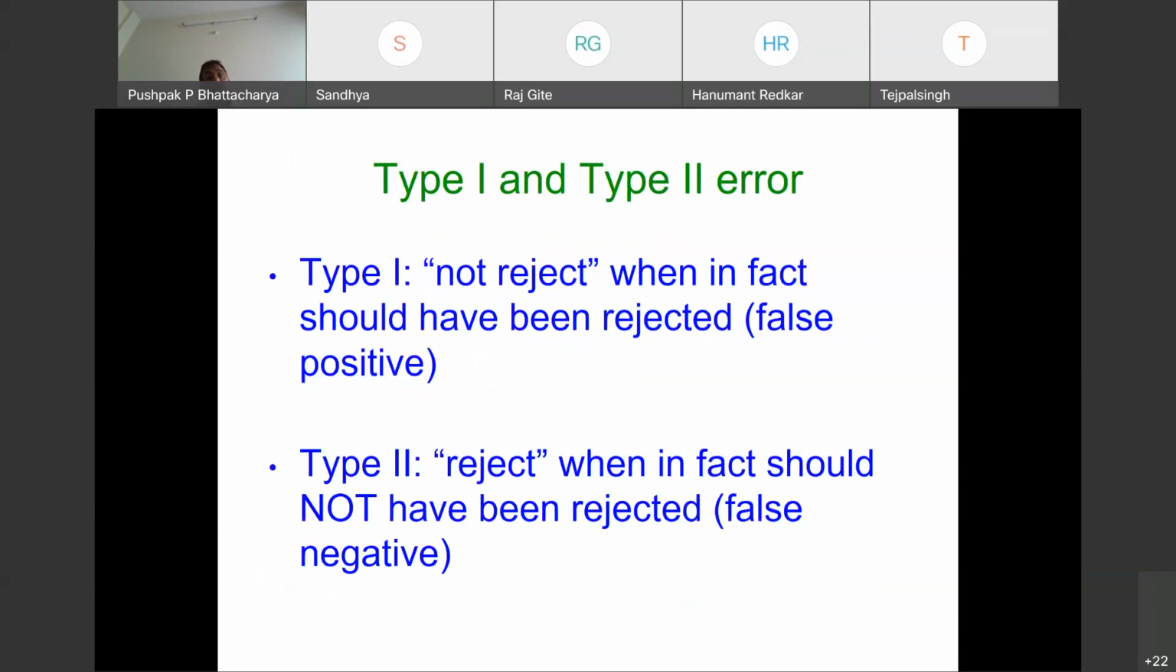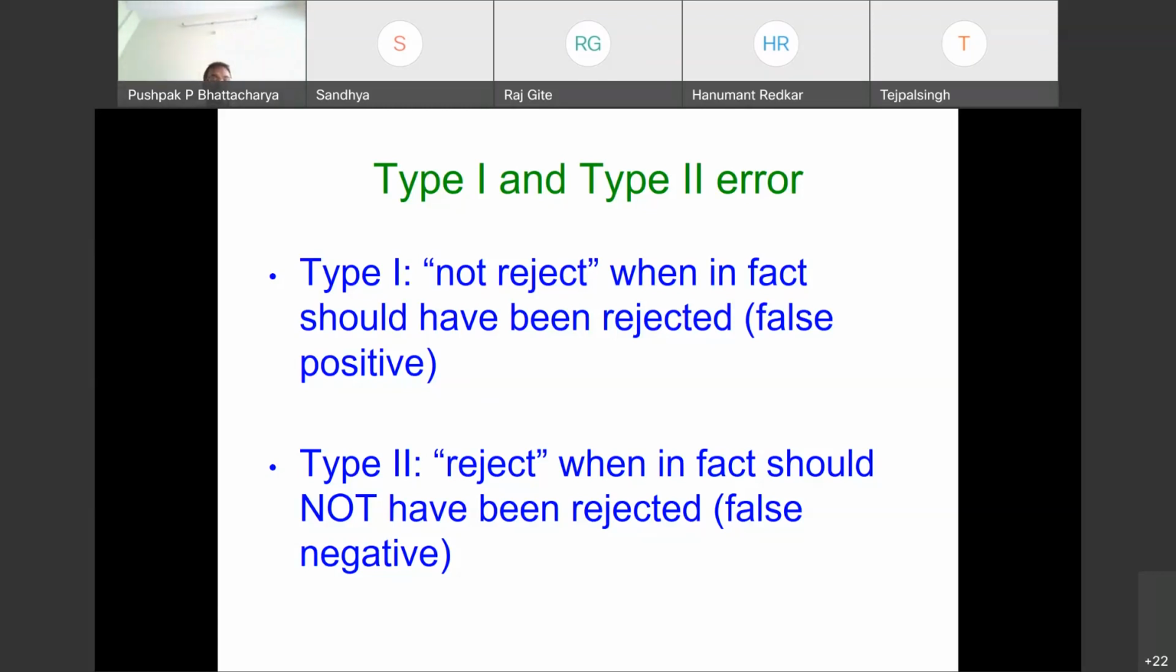Associated with this notion is what is called type 1 error and type 2 error. Type 1 is do not reject when in fact it should have been rejected. This is called the false positive. Not rejecting means we are accepting, and this acceptance is false acceptance. So this is a case of false positive. Type 2 error is reject when in fact it should not have been rejected. This is the false negative case. This is called type 2 error.